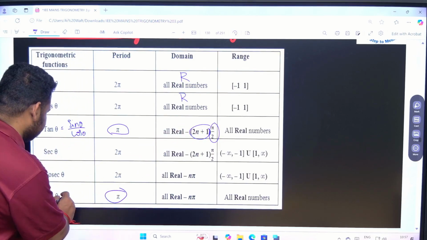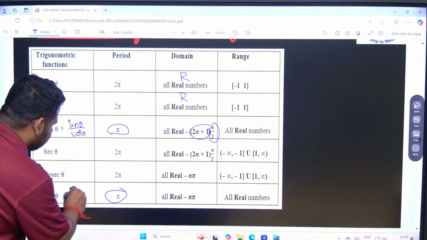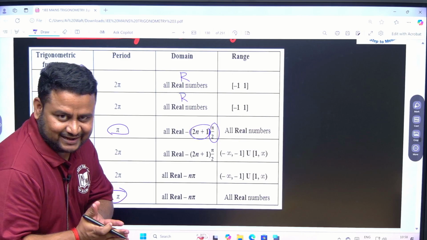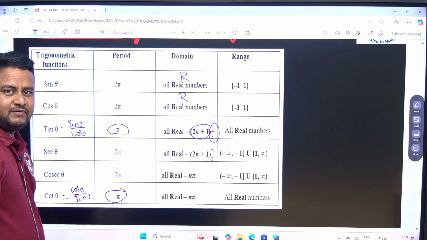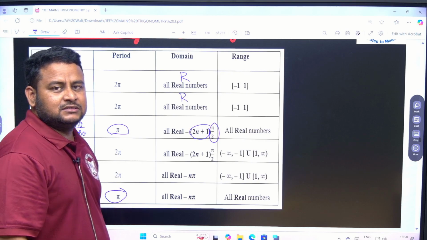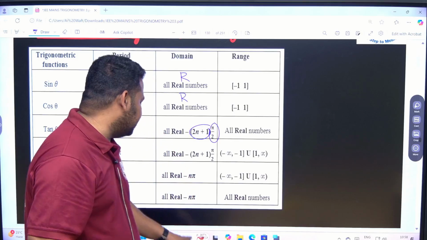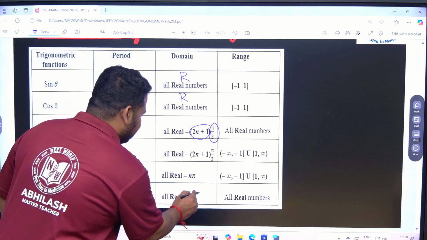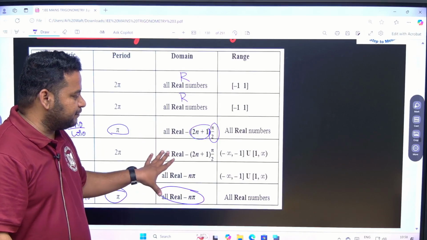Let us look at cot friends. Cot, by the quotient relation, is nothing but cos theta by sin theta. So sin cannot be 0 here. Sin is 0 when theta is any multiple of pi. So here, all real numbers except any multiple of pi, that we have written as n pi. So this is the meaning of the domain of this. No need to learn this by heart. I hope you have understood this now.